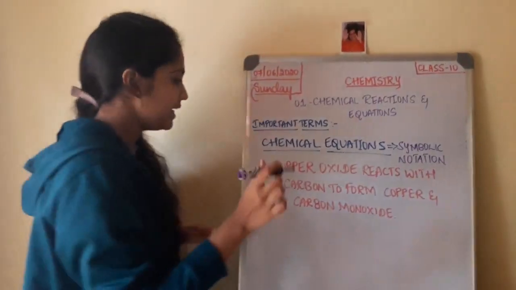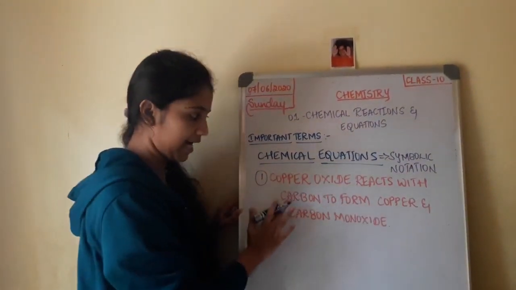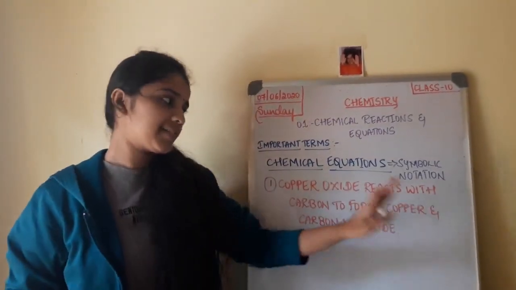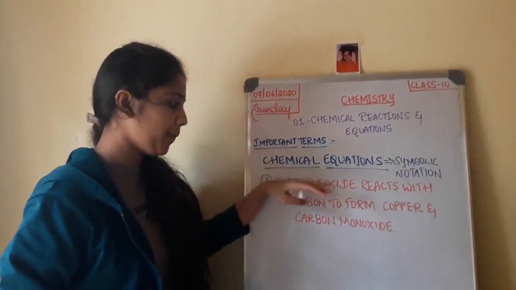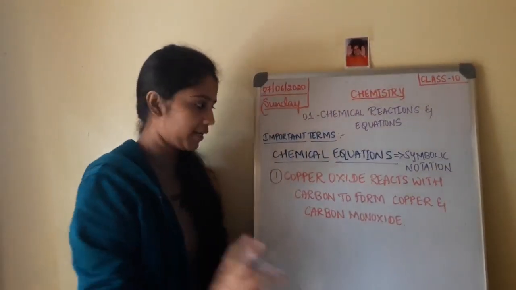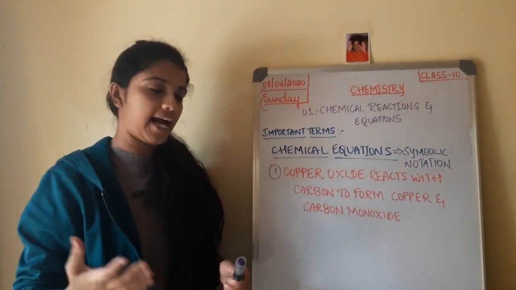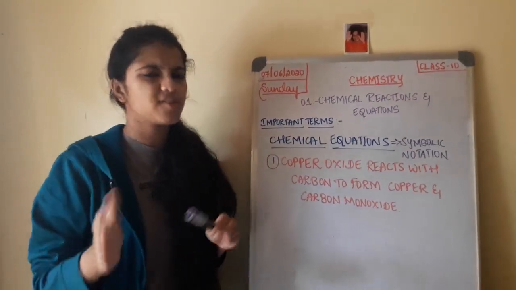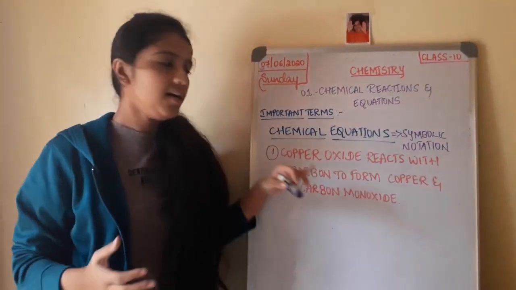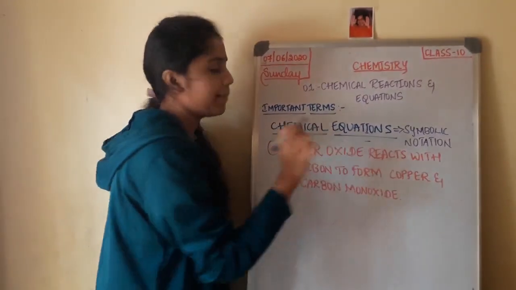For an example, take this. Copper oxide reacts with carbon to form copper and carbon monoxide. See, here they are explaining that copper oxide and carbon are reacting with each other to form new products, copper and carbon monoxide. Each time when two or more reactants combine to form two or more products or just a simple product, that cannot be written again and again like this. So, this is a very difficult task, right? So, this is being compacted and written in the form of chemical equations.